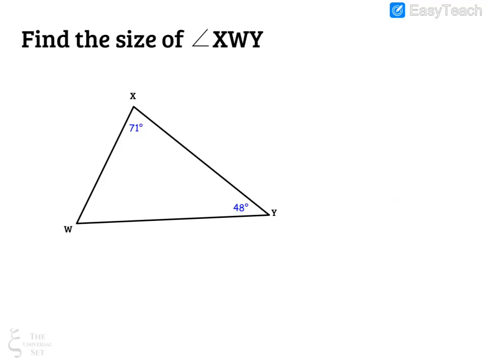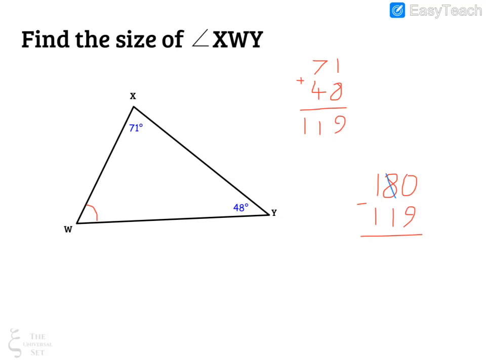We're asked here to find the size of angle XWY. XWY, that's this one here, yeah? So we'll mark that one out as the one we're looking for. What do we know? Well, we know this one's 71, we know this one's 48, so let's see what we've got so far. 71 plus 48, 1 plus 8 is 9, 7 plus 4 is 11, so we've got 119 degrees so far. I need to have, remember, 180, so we're going to do 180, take away 119, and whatever that is should be our answer.